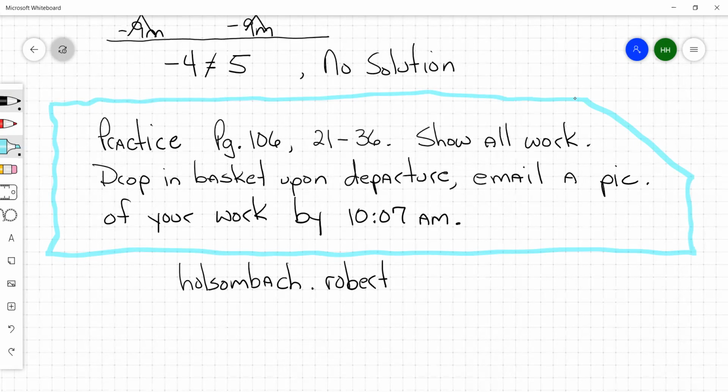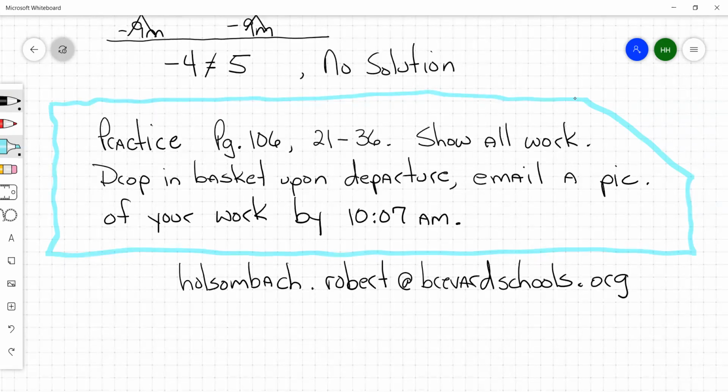Let me finish writing this so I don't get confused. If you're in class, you do the work on paper, you put it in the basket. If you're an e-learner, at 10:07, you set your alarm, or if you finish before 10:07, you take a picture of it, email it to me. If you're still working on it at 10:07, you take a picture of it and you email me the picture of what you got done today.